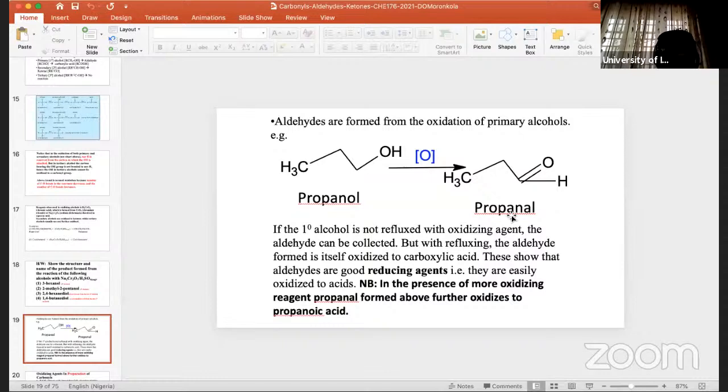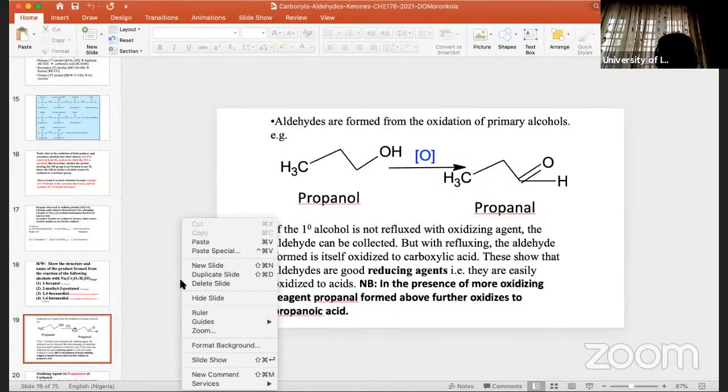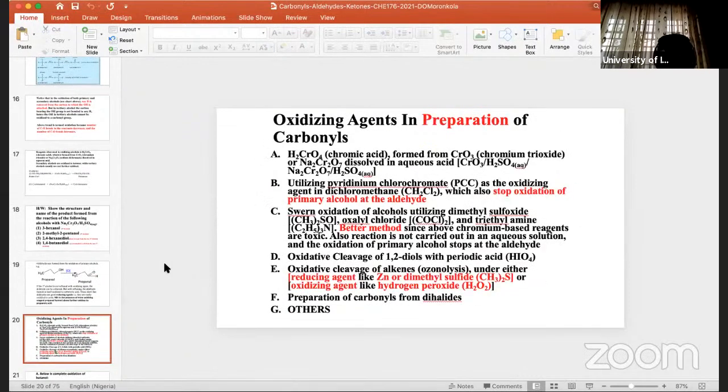That's if you don't involve heating, refluxing. But many times, in the presence of more oxidizing reagent, the propanol that is formed further oxidizes to propanoic acid. And that's why I'm putting it in bullets. I've darkened it to show that it can further oxidize.